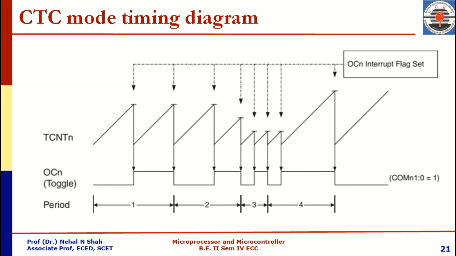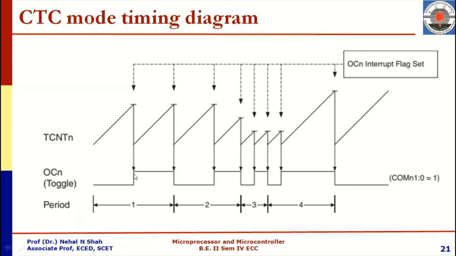In CTC mode, depending on the COM0 1 and COM0 0 bits, these 2 bits are going to decide what will be the status of the OC0 pin. So in case of this compare output match, the 2 bits are indicating 0 1. At that time, the OC pin will toggle whenever the count reaches its maximum value, or in other words, we can say whenever the OC0 interrupt flag is set.